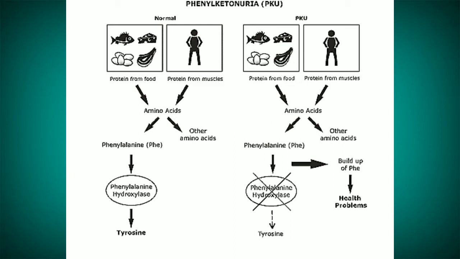And because of this absence of the enzyme, phenylalanine accumulates in the cells, and these cells release the phenylalanine into the blood, and as the blood is circulated throughout our body, this phenylalanine gets deposited in different parts of our body, such as the brain, kidney, heart, lungs, liver, etc.